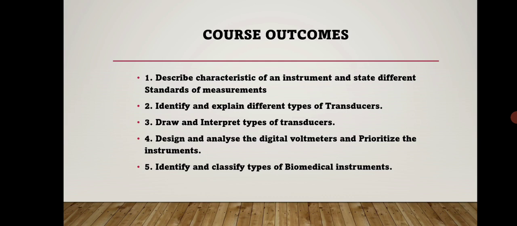The third outcome of your third unit is nothing but draw and interpret the types of transducers. This is internally linked with your second unit only. So you are going to draw and interpret the different types of transducers. The fourth course outcome is nothing but design and analyze the digital voltmeters and prioritize the instruments.